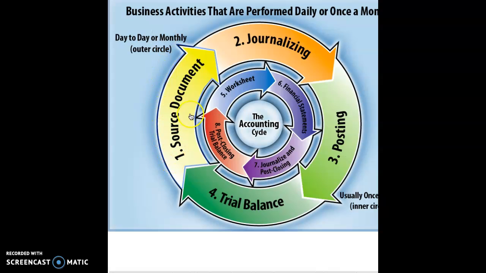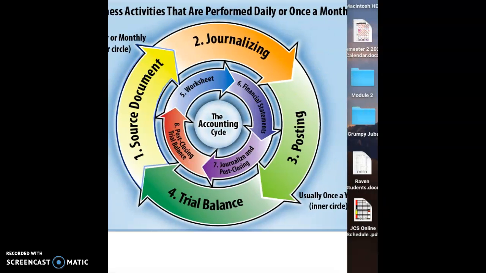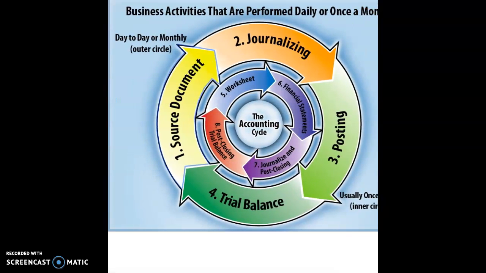Okay, so again, if you're going daily or monthly, you're in the outer circle. So source document, journalizing, posting, and trial balance. So that's what we've been going through so far. Then the inner circle, usually once a year, starts off with number 5. So that's what we're going through now.